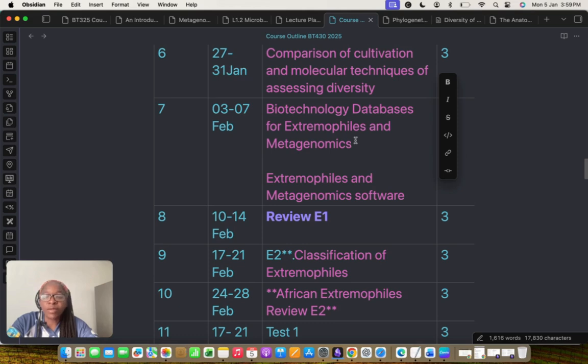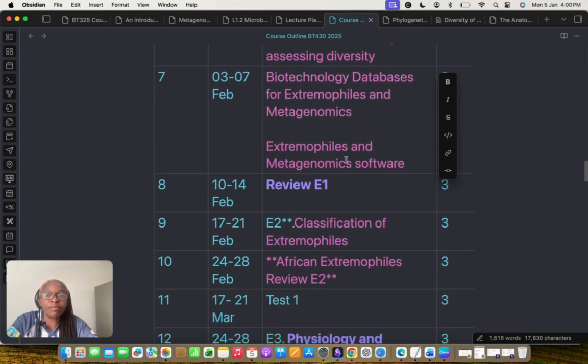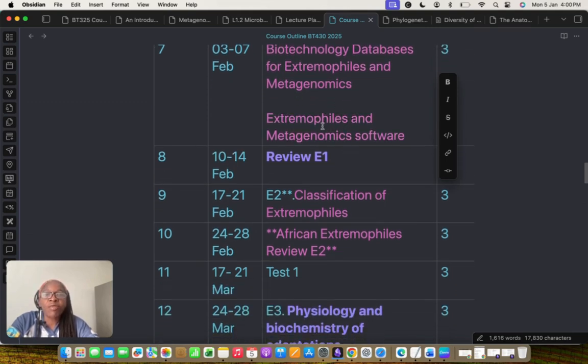So some of these will draw on the knowledge that you got from BT325, where you learned about using biological databases. So there's NCBI, and then there's a whole bunch of specialized databases that we use to understand extremophiles in particular and how to handle metagenomic DNA. So we'll also have a quick look at the actual software we use.